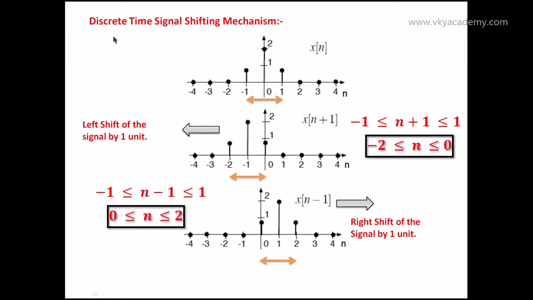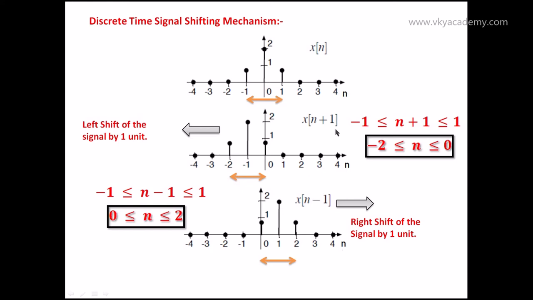As you can see on the screen, we have a signal with a time axis n and an amplitude axis x of n. It has three amplitudes, one at -1, one at 0 and one at 1. At -1 and 1 I have an amplitude of 1, at 0 I have an amplitude of 2, and this signal has a range from -1 to 1.